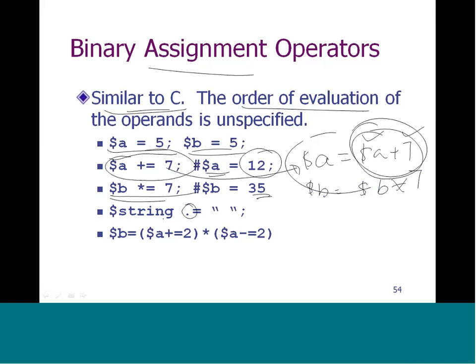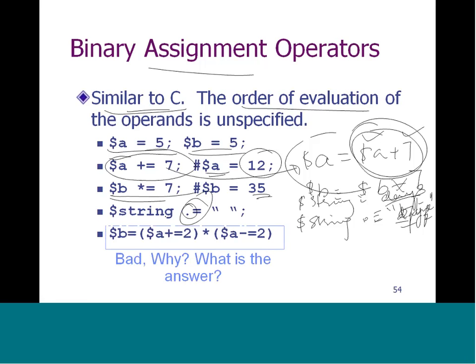And then there's also this concatenation operation, which can always be a binary assignment. A lot of people use this shortcut for the binary assignment, where they say $string = "days", and then say $string .= "of life". So now $string will be equal to "days of life". We can create new strings very easily by using this binary assignment.